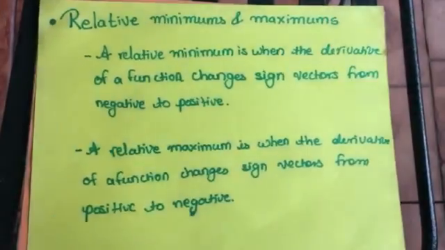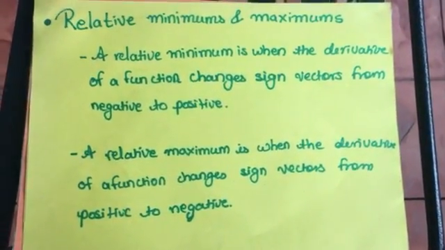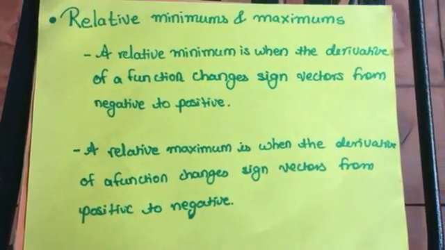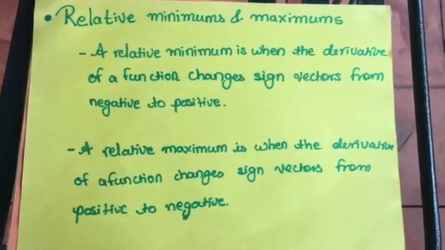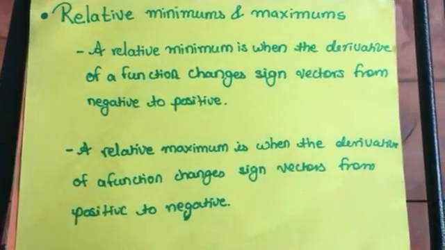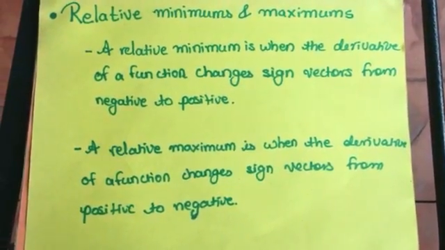Now we're going to talk to you guys about relative minimums and maximums. A relative minimum is when the derivative of a function changes sign from negative to positive. So the slope goes from negative to positive. And a relative maximum is when the derivative of a function changes sign from positive to negative. So the slope is going to go from positive to negative.